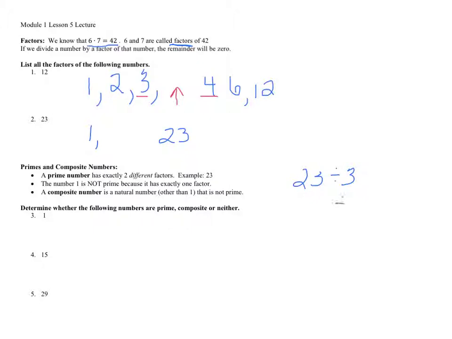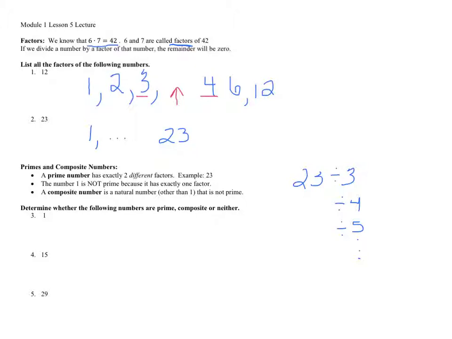Then I can try dividing by 4. Well, if 2 didn't work, 4 is not going to work. Dividing by 5, that comes out as a decimal, and I can keep checking numbers all the way up through 23, and I'll see that there are no other numbers in here that come out nice and evenly without a decimal or a remainder. Therefore, the only factors of 23 are 1 and 23.